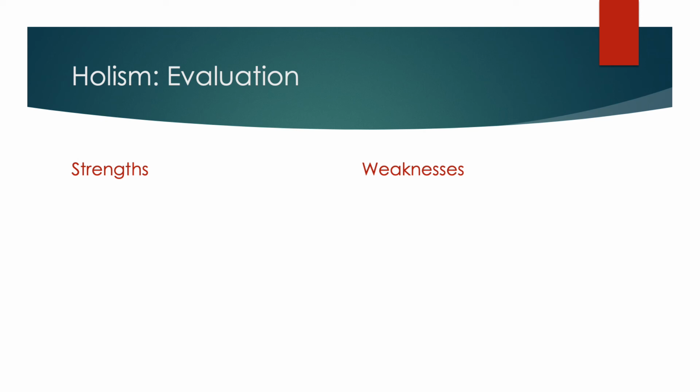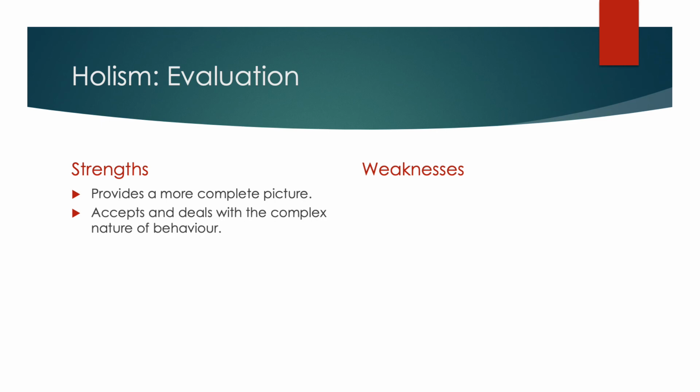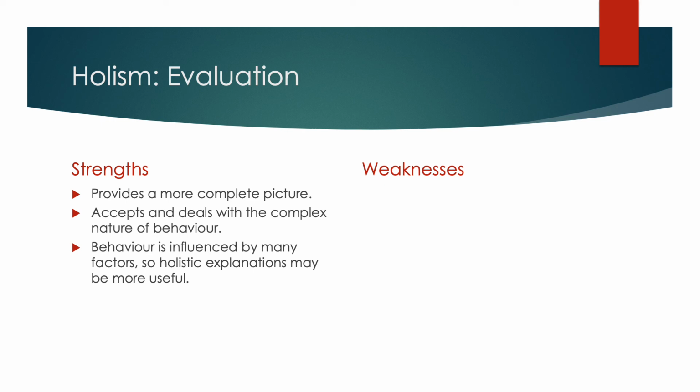Okay, so some of the things that you could have put are: it provides a more complete picture of human behaviour. It accepts and deals with the complex nature of behaviour, so it doesn't just take into account one thing, it looks at the interaction between all of this. Behaviour is influenced by many factors, so holistic explanations may be more useful in terms of creating treatments for people, with the example of the systematic desensitisation research, where the woman wasn't treated of a phobia, because we need to take into account all of the factors that might be creating these phobias.